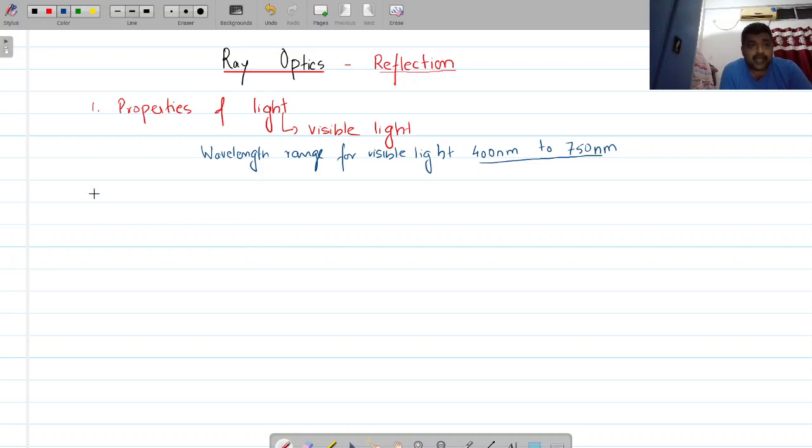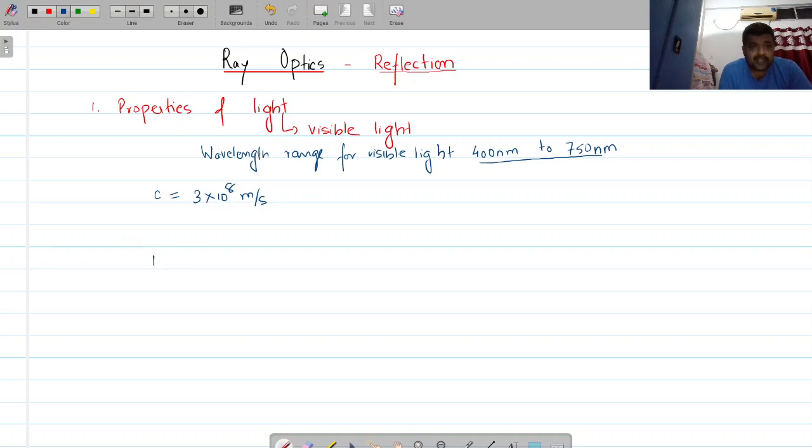Then the second important feature of this light is its speed in free space. It is denoted by the symbol c, and it is equal to 3 into 10 power 8 meter per second. So this is the speed of light in free space. Now coming to the topic of reflection.